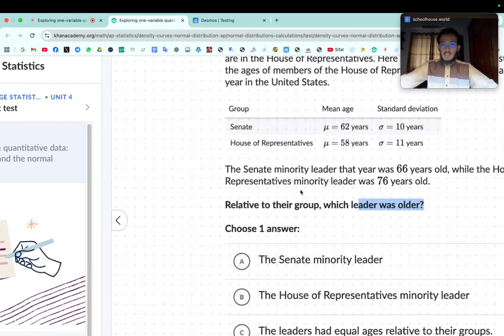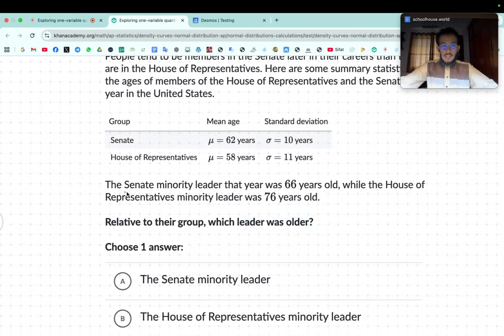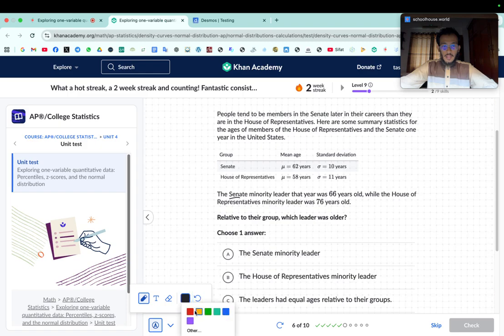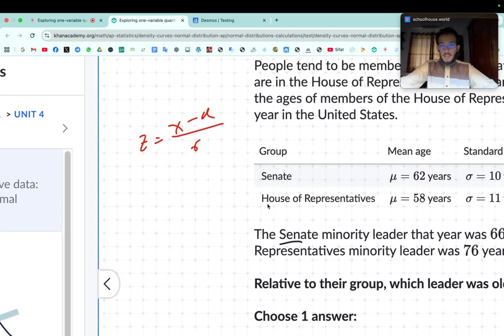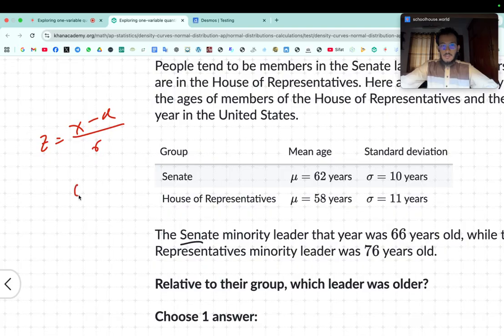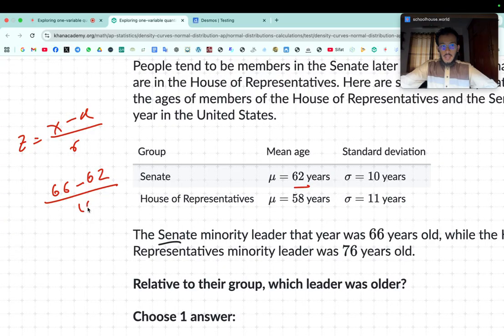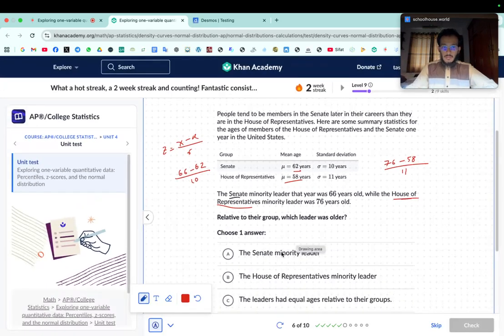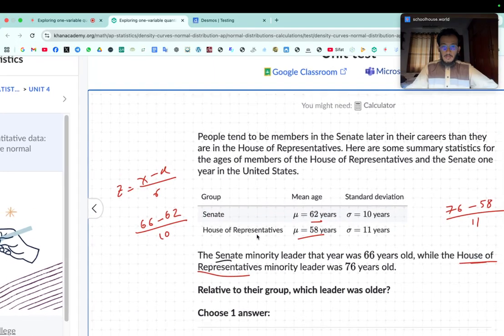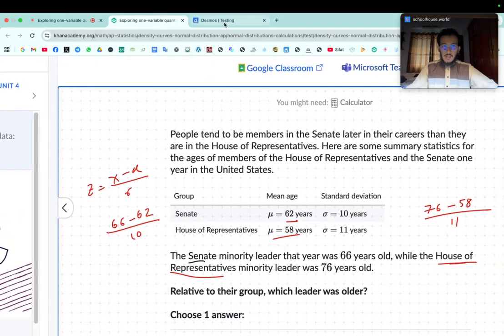Okay, so again, we have to find the z values for each of them. For the Senate one, we calculate the z value, which is z equals x minus mu over standard deviation sigma. For the Senate, it was 66, so 66 minus mu, which was 62, upon the standard deviation, which is 10. And for the House of Representatives, we have 76 minus 58, this is the mu, over standard deviation, which is 11. Now we have to calculate which of them gives the greater value for z. So 66 minus 62.